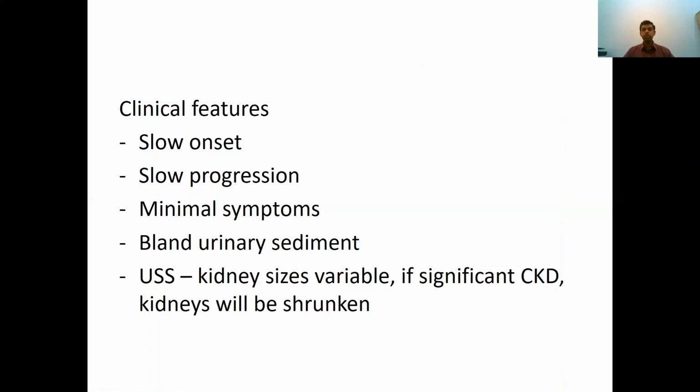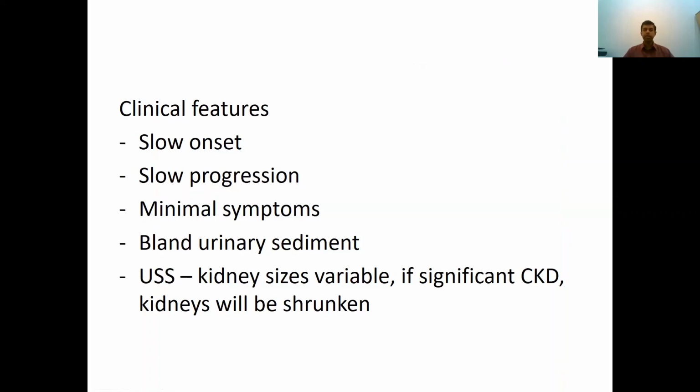Here, it's a slow onset, slowly progressive condition. The symptoms are very minimum compared to your acute interstitial nephritis. Sometimes these patients will complain of vague back pain, aches and pains, but it becomes very non-specific. If you do a urine full report, it's a very bland sediment. Sometimes you might have a little bit of protein, but it becomes a bland sediment.